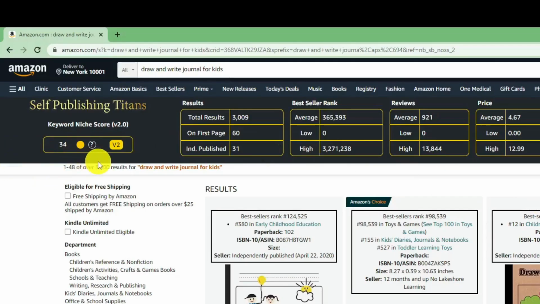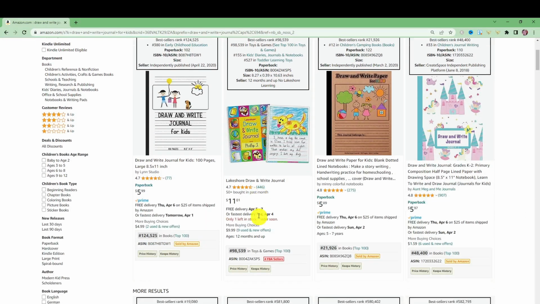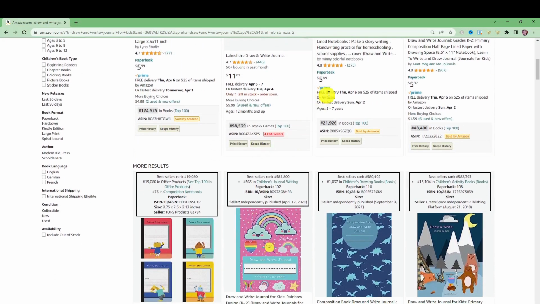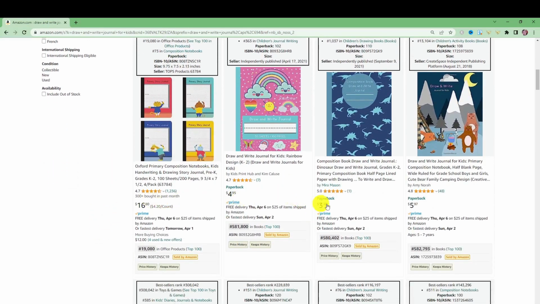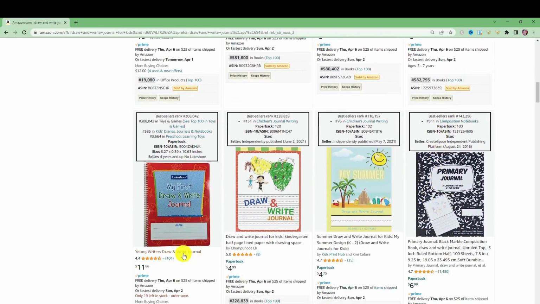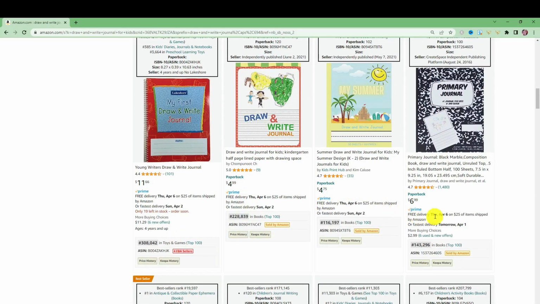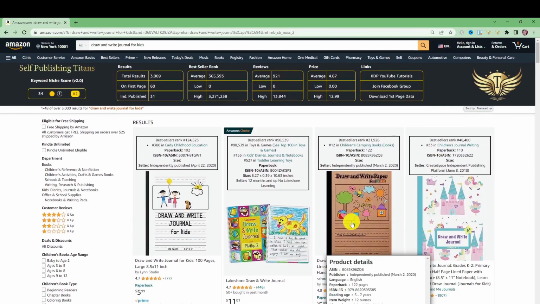Okay, so that's dropped our keyword niche score down by quite a few numbers. And we've got more results here to compete with. There are more books on the front page. I can't remember exactly all of the other numbers, but instantly, you know, this keyword, which is what a lot of these books actually are called, Draw and Write. That one was called Draw and Write. Draw and Write. So you can see that Draw and Write as a keyword is far more commonly used.